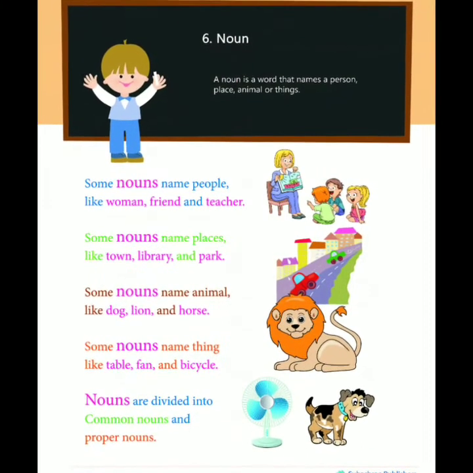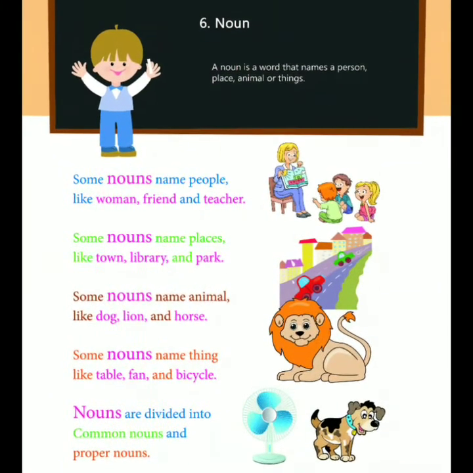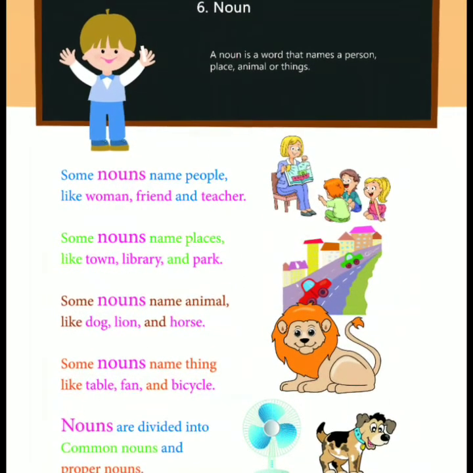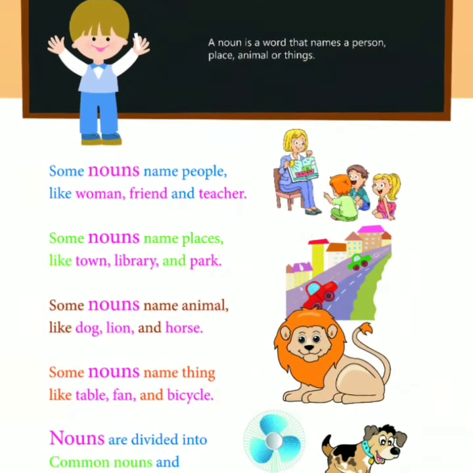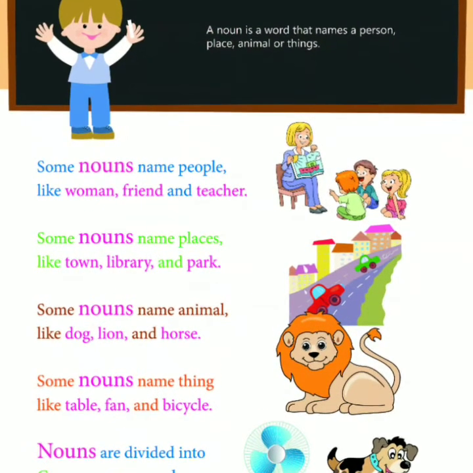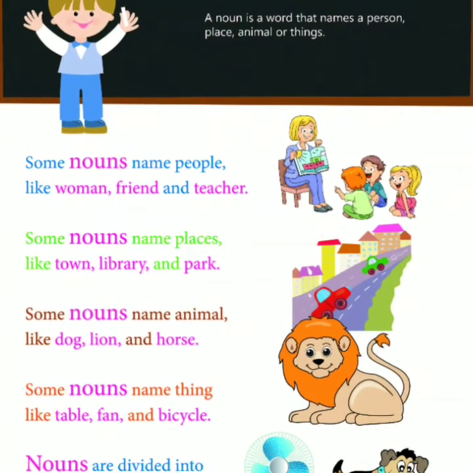Noun. A noun is a word that names a person, place, animal, or thing. Some nouns name people, some nouns name places, some nouns name animals, some nouns name a thing. Nouns are divided into common nouns and proper nouns. Let's see some examples of common and proper nouns in the coming pages.